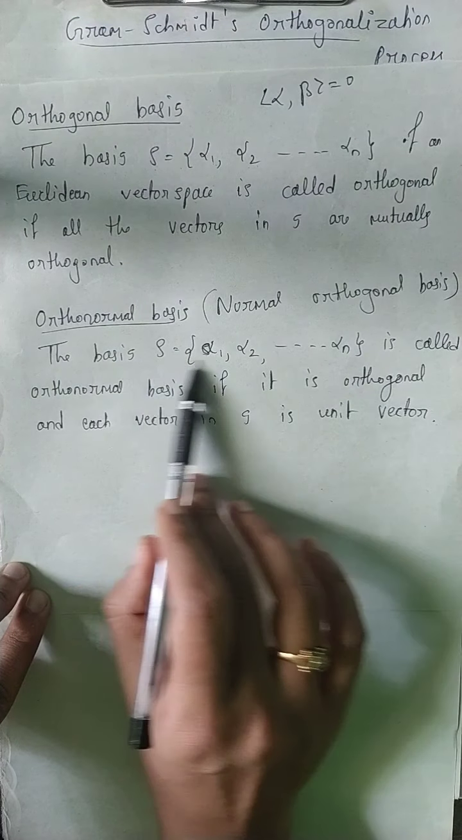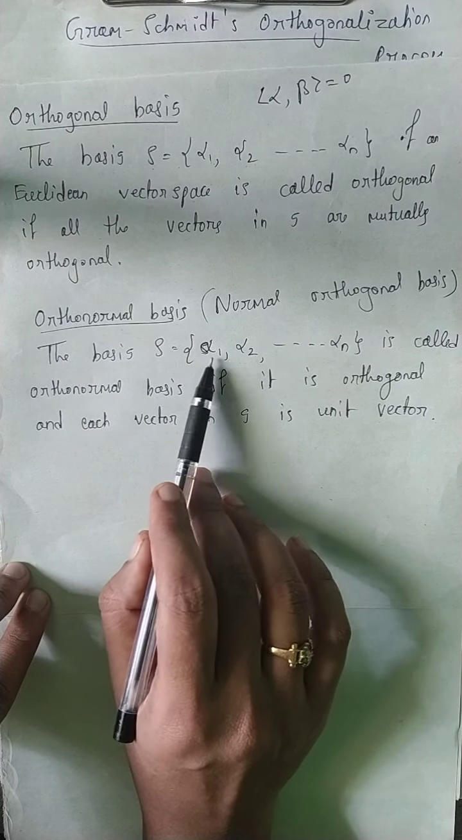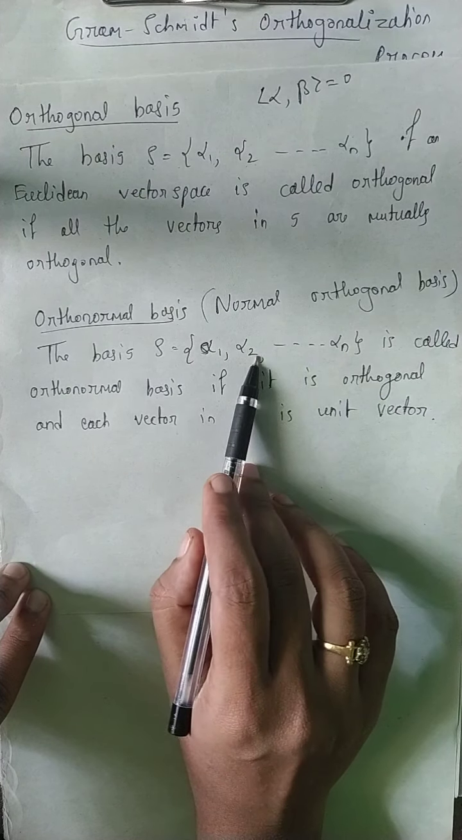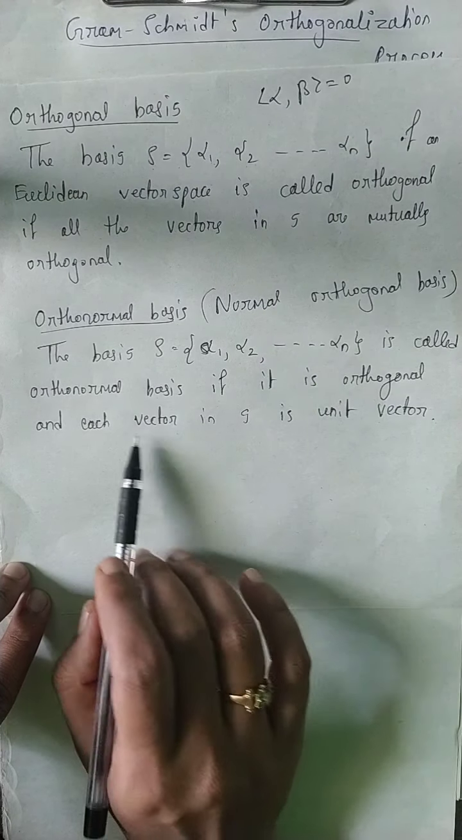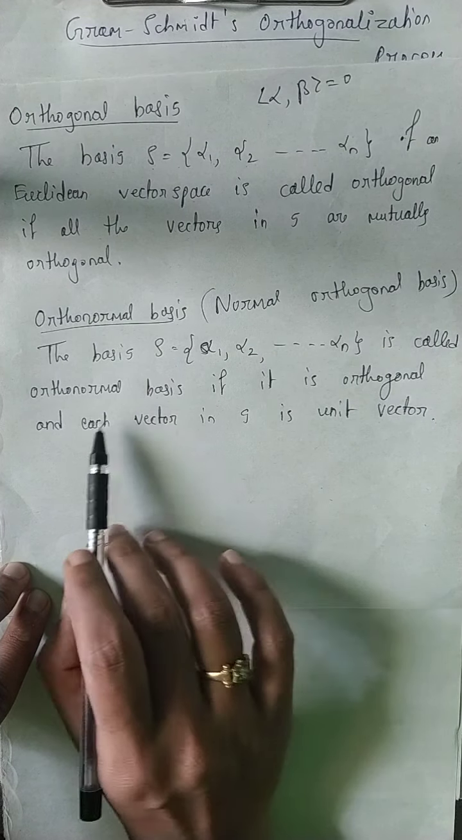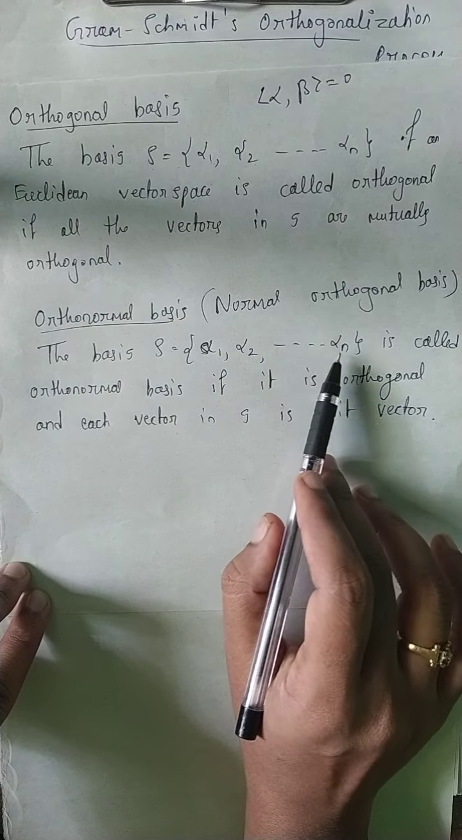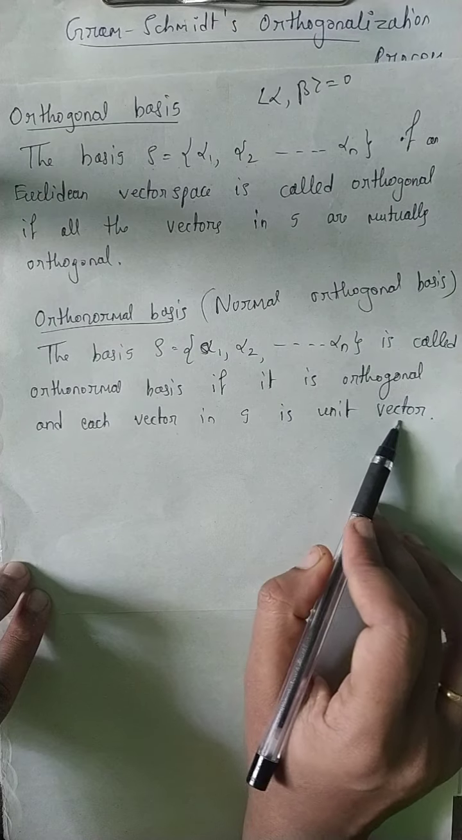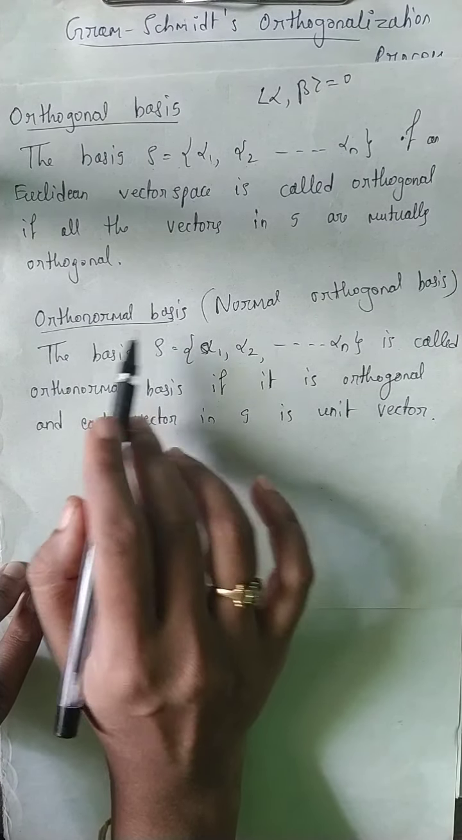That is, here also we are considering the basis which is orthogonal, meaning all the vectors are mutually orthogonal or mutually perpendicular to each other, and then we have another condition, that is each vector in S, that is alpha 1, alpha 2 up to alpha n, is a unit vector. This is the condition for an orthonormal basis.